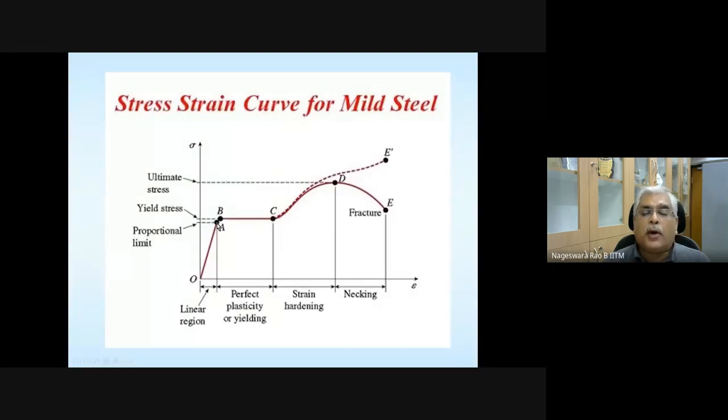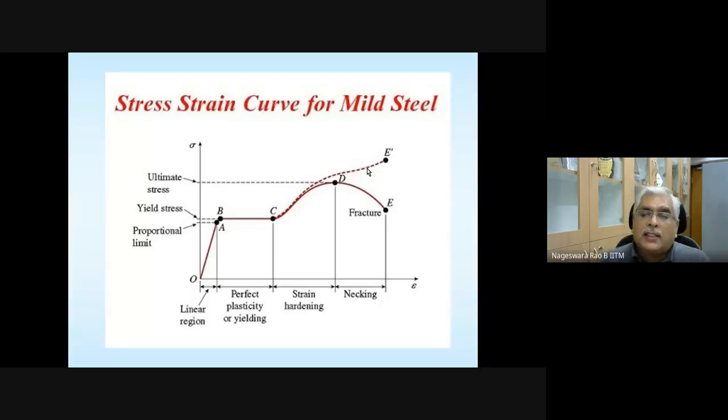Proportionality limit, this point A corresponds to proportionality limit, point B is the point which corresponds to the yield stress. After that, you have some yield plateau. Again, after point C, the stress strain curve rises up, and there are two curves. One is a dotted curve, another one is a solid line. The dotted one corresponds to true stress. What is true stress and other things? You need to go back to your mechanics of materials and revise all those concepts.